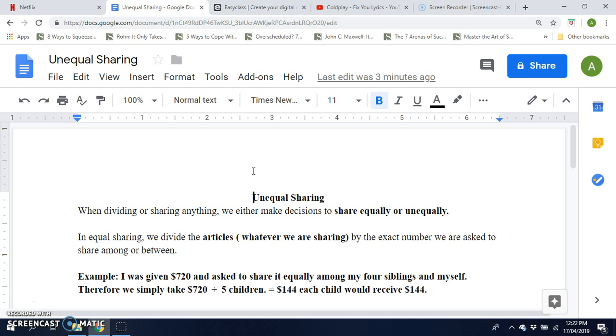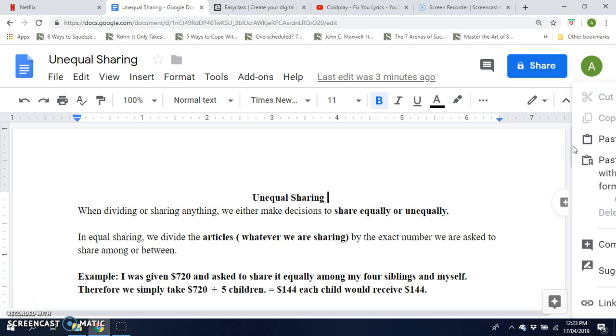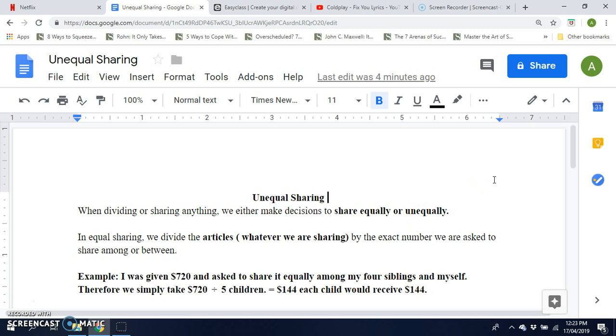So I prepared this for you, and I want you to just read with me as I go along, and we will go through some examples. So, unequal sharing. When we are dividing something, or sharing something, we either decide that we are going to share it equally or unequally. If you were given money, or a pack of pencils, or you were told to pack some things inside of a box, you either decide to share it equally and pack things equally, or you may decide that you need to put things in uneven numbers, in unequal amounts.